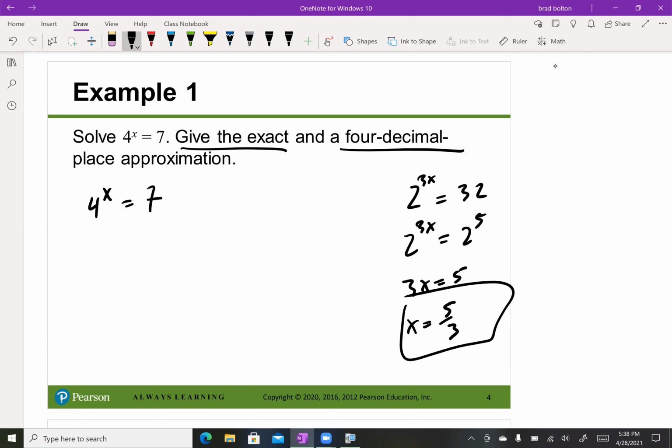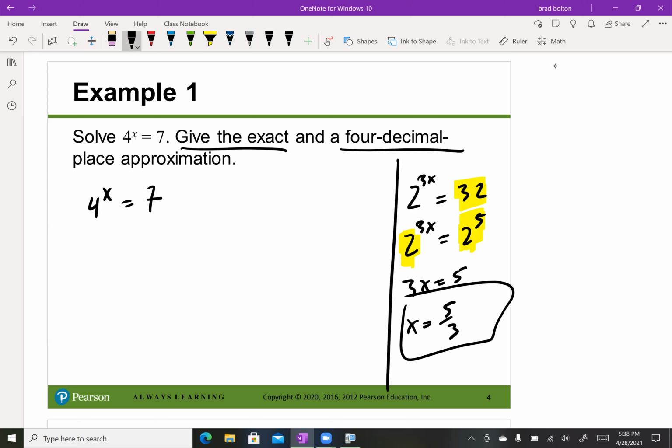Okay, so now here's the thing. That worked because I was able to take 32 and rewrite it as 2 to the 5th. And now these have the same base, right? We have 2 to the 3x and 2 to the 5th. So that works as long as you have the same bases, okay?